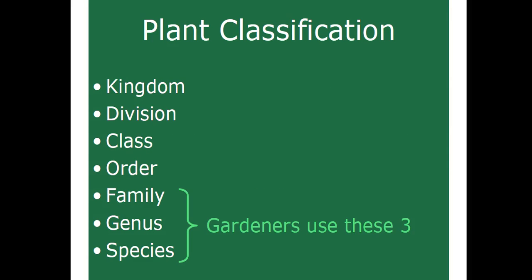So let's go back to plant and also other living organism classification. Of course, we go back to kingdom, division or phylum, class, order, family, genus, and species. All plants, of course, are in the plant kingdom, and there are several different phyla that we look at, but in general, we're going to stick to what most gardeners use, and that's the family, genus, and species for our purposes in this class.